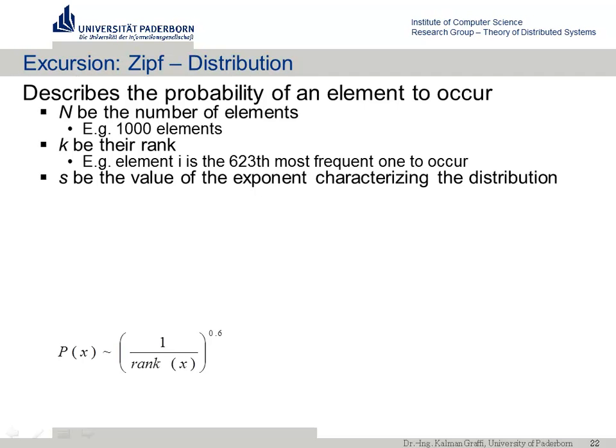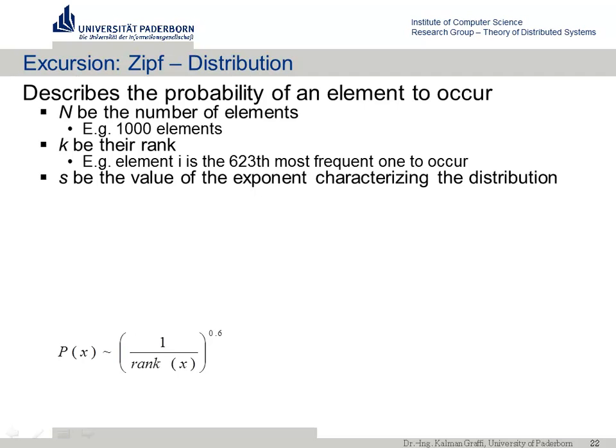Just assume you have 1,000 elements, n equals 1,000. And let's say that we have a rank. Every element has a specific rank, according to how regularly it occurs. So one element, i, for example, that's a variable, is the 623rd most frequent one to occur. You also have this in words, so in language, I think "the" is the most used word in English. You have it with letters, so E is the first one, the most used. The same you might also have with files or websites that are accessed. Just think of 1,000 elements sorted by their popularity.